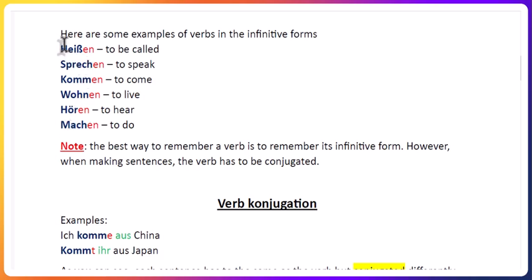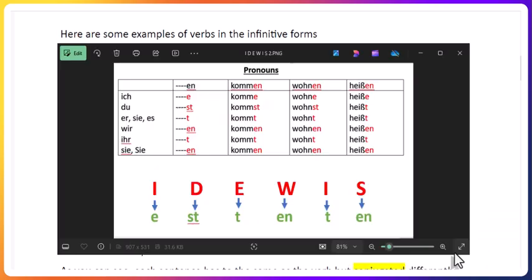The blue part mostly doesn't change. For example, we share some verbs where the verb stem stays still, it doesn't change. But we change the ending.